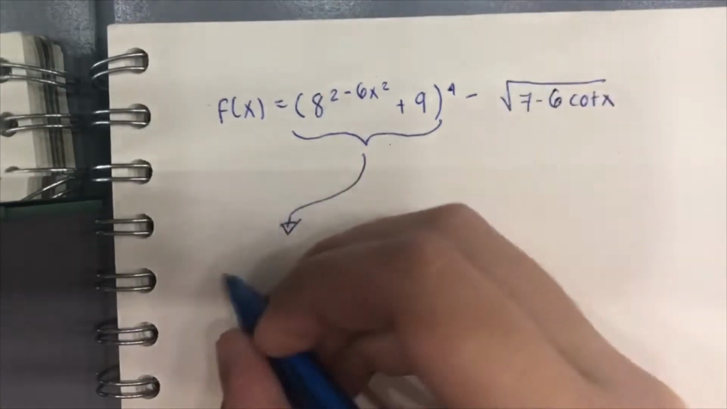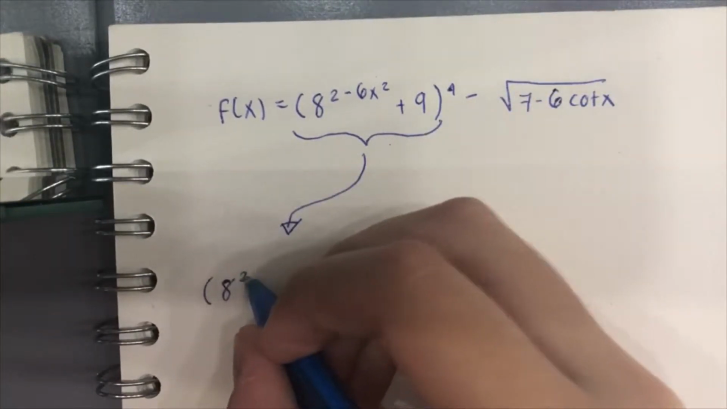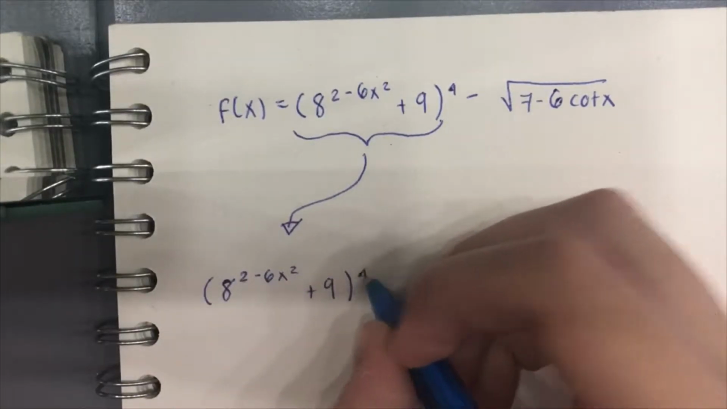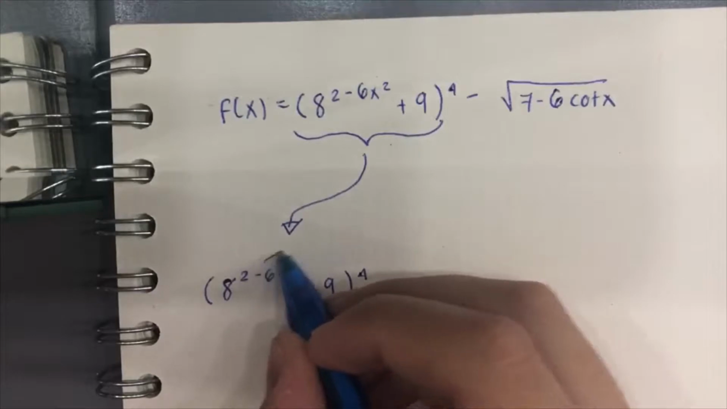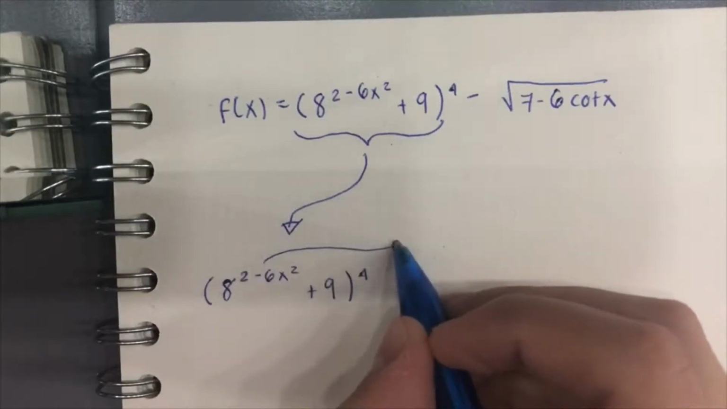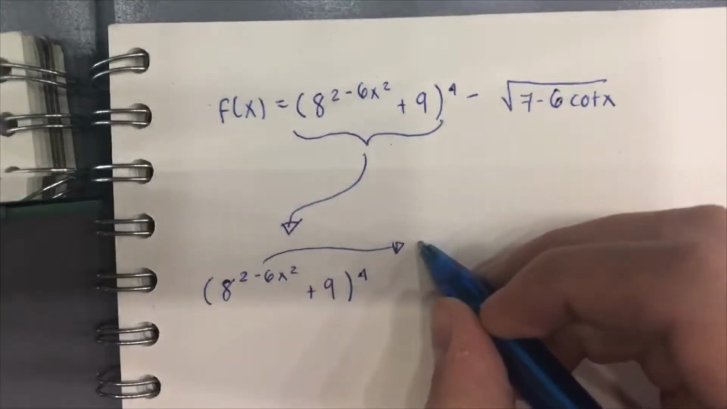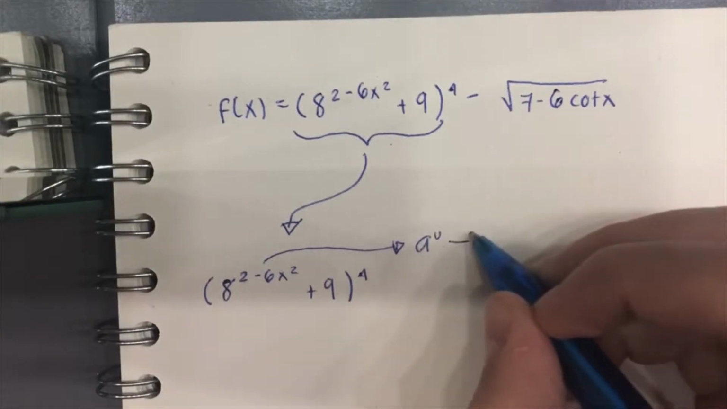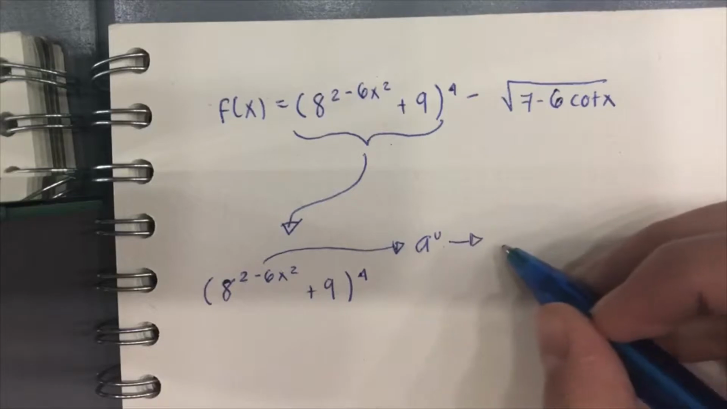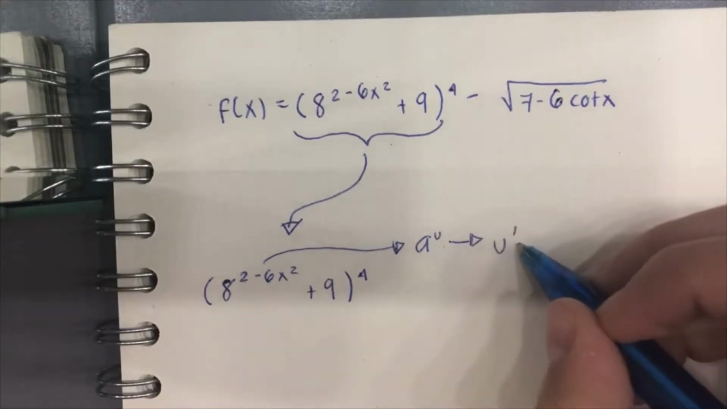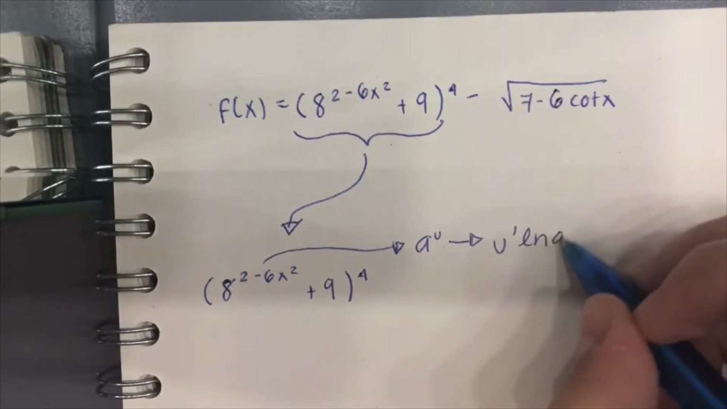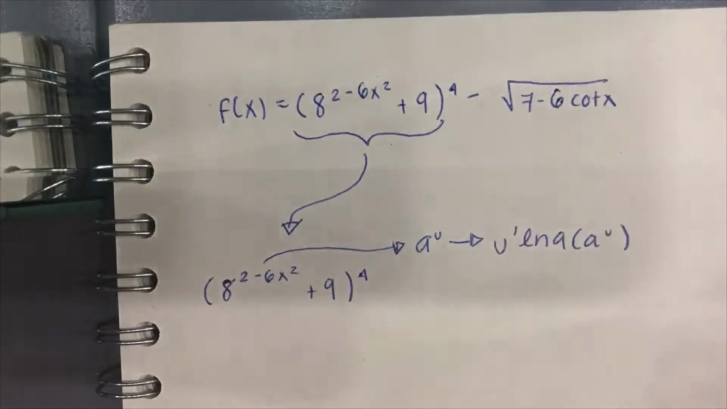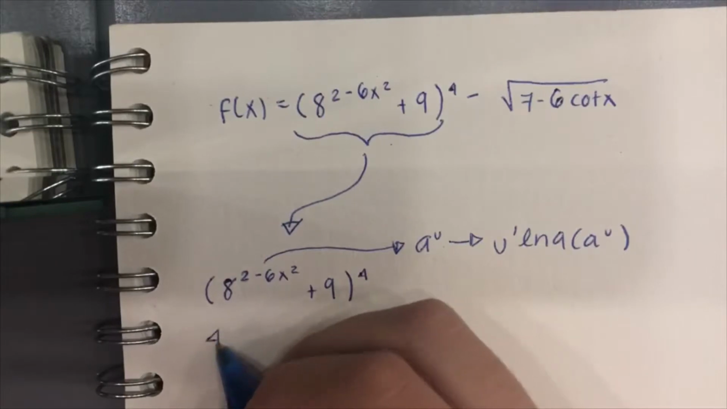In order to find the derivative of this function, you need to first find the derivative of this term. To solve this, remember that you need to use the chain rule. In order to do that, you need to find the derivative of what's inside the parentheses. In this case, you need to remember that the derivative of a to the power of u is equal to u prime natural log of a, parentheses a to the power of u. Now you can proceed to use the chain rule.